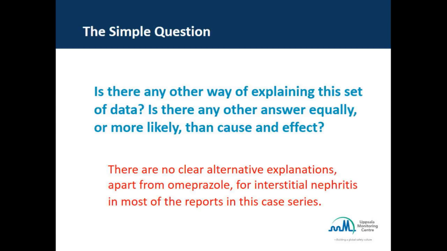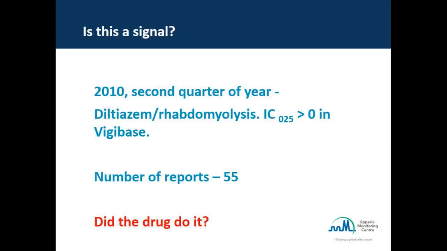And our question for you is, when you do the reports on your desk, is there any other way of explaining this set of data? Is there any other answer equally or more likely than cause and effect? In these reports, there was no clear alternative explanation apart from omeprazole for interstitial nephritis in most of the reports in this case series. I'll just give you one other example, and then we'll finish.